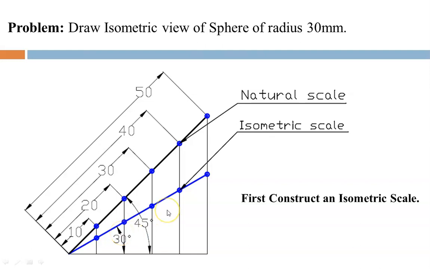The observation is that if you consider this 50 mm, it is going to be shortened by approximately 80%, meaning this length becomes around 40. If I consider 30, it becomes around 24. If it is a 20, it becomes 16. This is nothing but an isometric scale. So the basic difference between these two is, if this is 10 mm, it becomes approximately 8. This scale is useful in drawing an isometric view of a sphere.